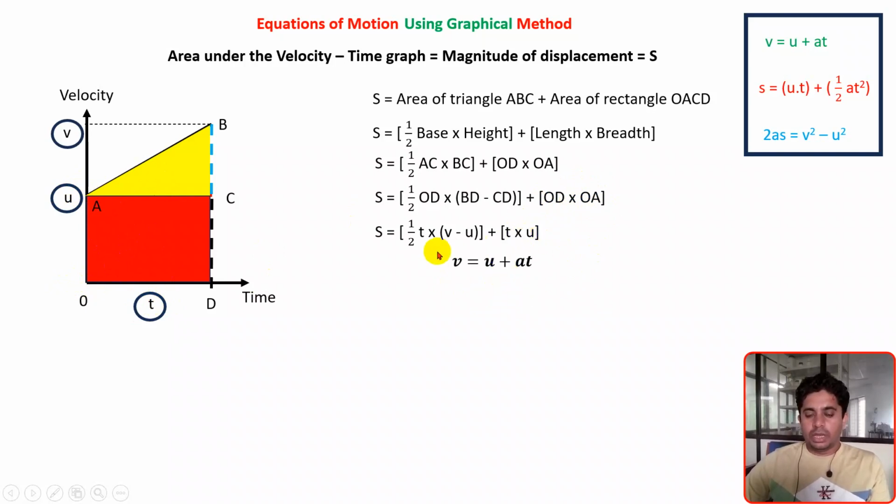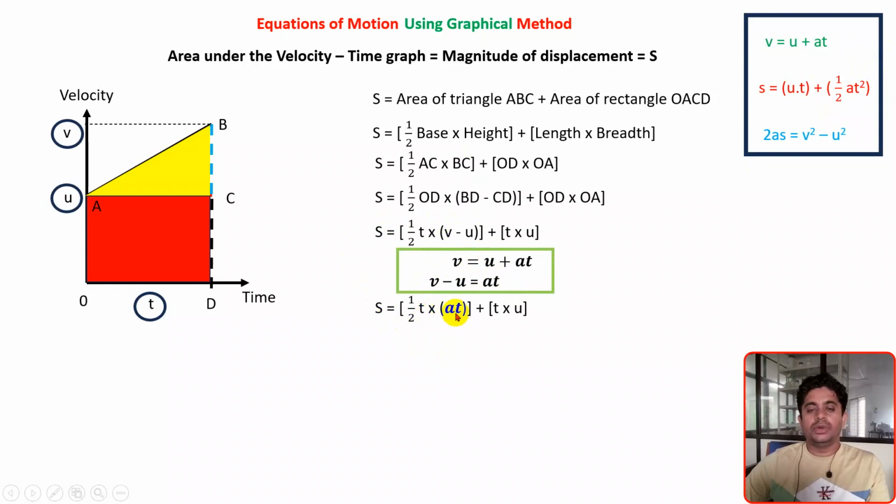This equation we have derived in the earlier video. V is equal to U plus AT. Just I will take this U term to the left hand side. So V minus U is equal to AT. Using this, we will derive this. Now, same equation I have written here. Only this V minus U I have replaced with AT.